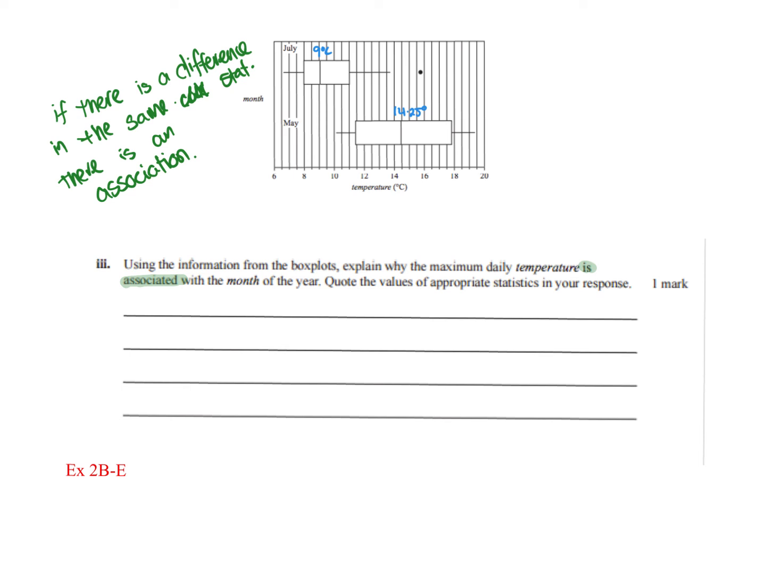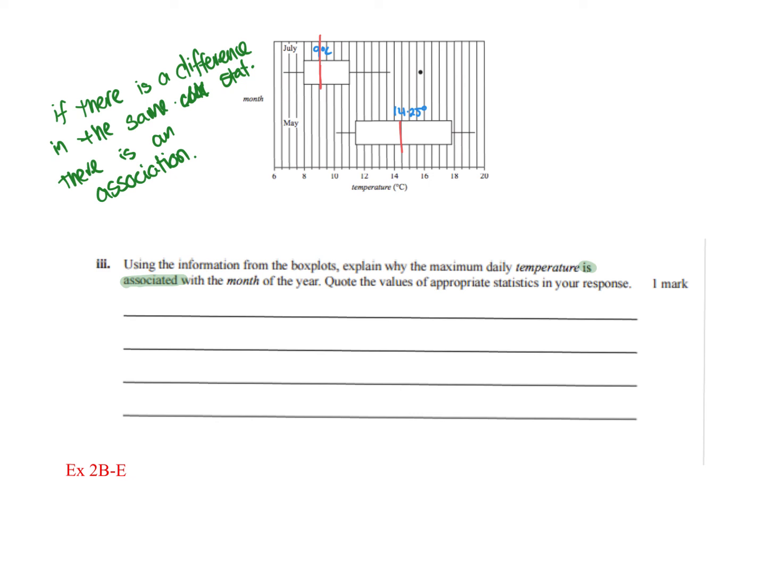So what do I mean by that? If I look at this example, July's median is 9 degrees, May's median temperature is 14.25. There's a difference. There's an association. So what we say, if they'd been the same, we would say it doesn't matter what month you're in, the median temperature is the same. So it doesn't matter, but it does here. If you're in May, there's a higher median monthly temperature. So what you have to do, it says using the information, quote and use stats, say there is an association.